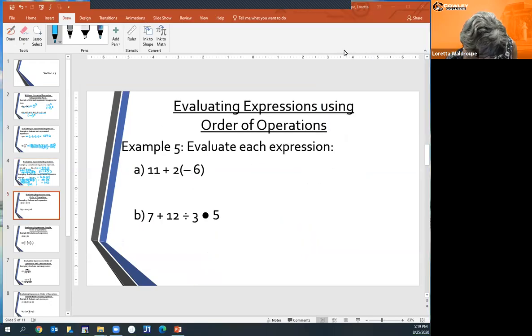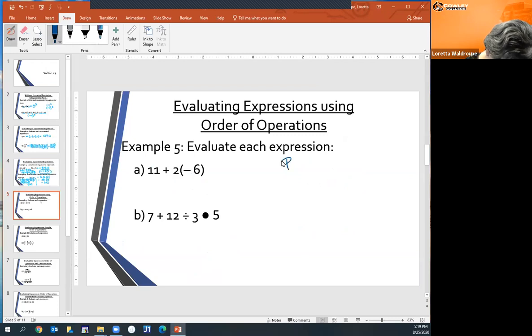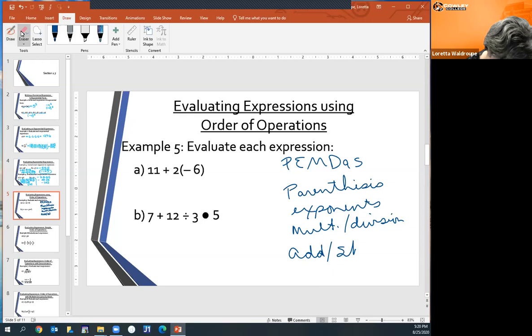Okay, this is the second lecture on 1.7 over order of operations. Your order of operations, in case you've forgotten, is PEMDAS. Parentheses, exponents, multiplication and division in the order they appear, and addition and subtraction in the order they appear. And that's a bad subtraction. So let's rewrite that.